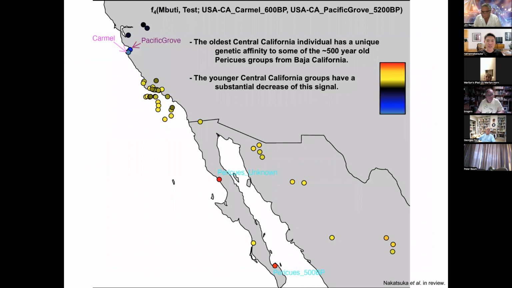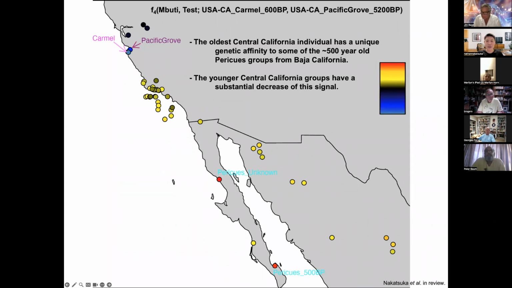And when we compared the oldest Pacific Grove individual over here to the later Central California individuals, the oldest Pacific Grove individual had a very interesting genetic affinity to some of the Pericú groups down here in Baja, Mexico. This one here is probably mislabeled, but that was the geographic coordinates that we got for them. It might have been from a museum there, but they actually were from the tip of Baja California. But either way, this is showing that there is a strong genetic affinity for these early groups in Baja California with the oldest Pacific Grove individual, and this ancestry started to decrease over time, starting with the later Central California individuals.